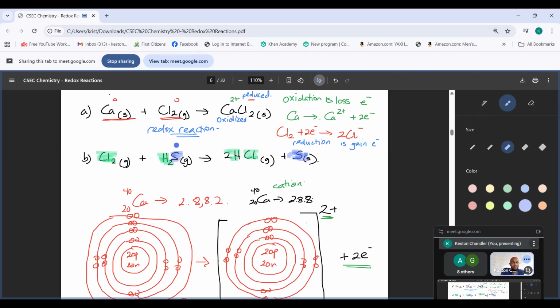So tell me in part B, what is being oxidized? What is being reduced? Try that for me, part B.